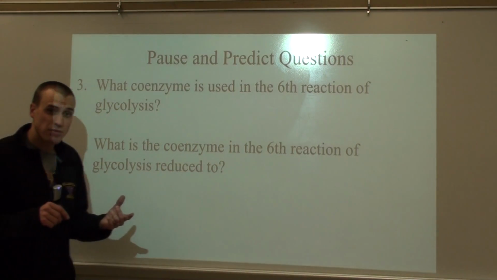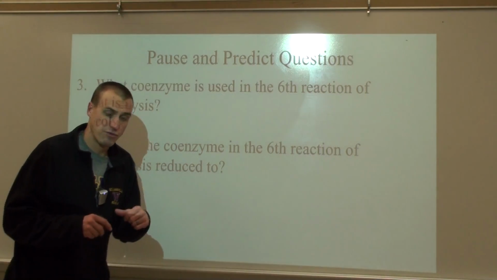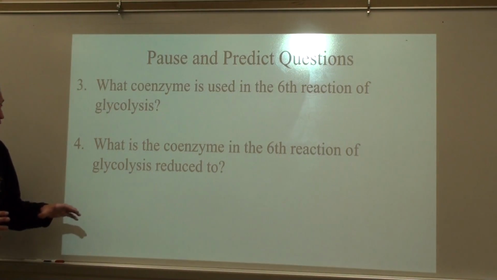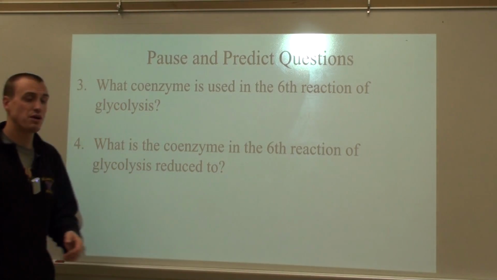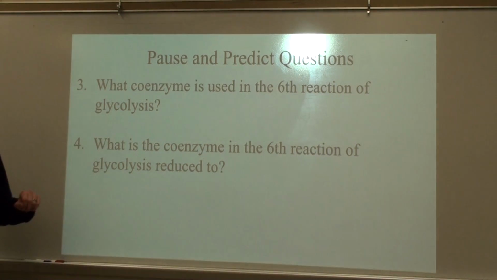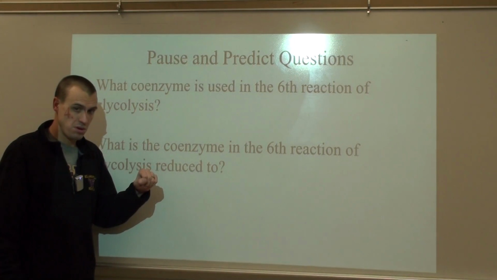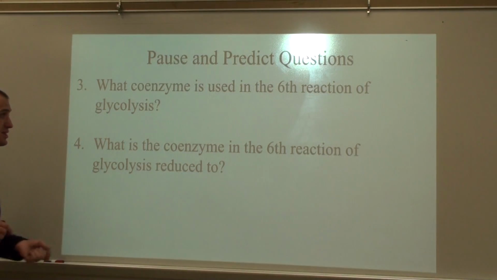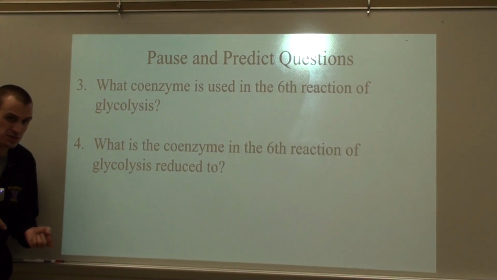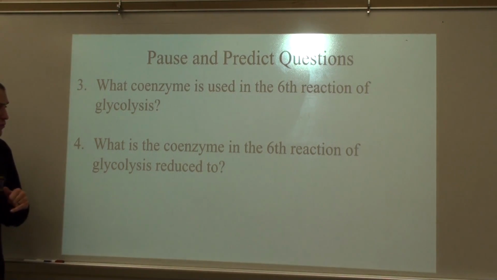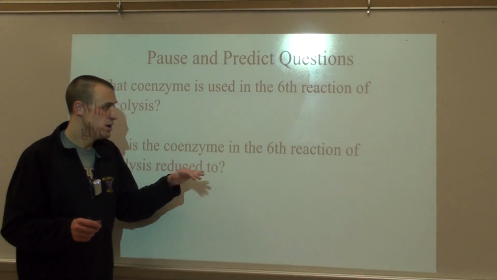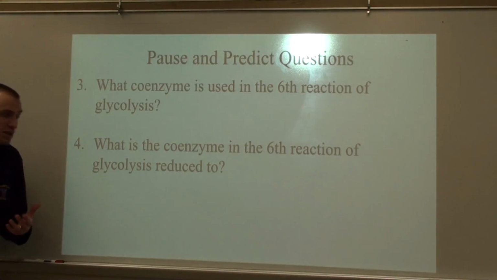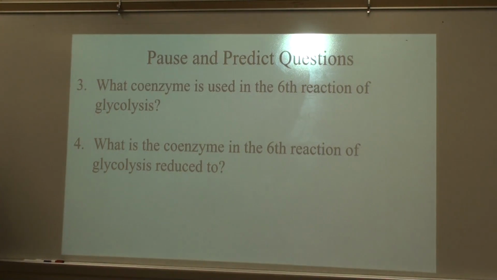The second set of questions for our pause and predict involves the energy producing phase of glycolysis. So I want to know what coenzyme is used in the 6th reaction of glycolysis. And for question number 4, I want to know what this coenzyme is reduced to in that 6th reaction of glycolysis.